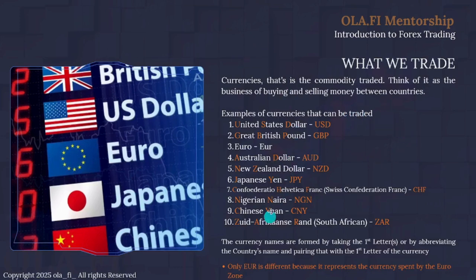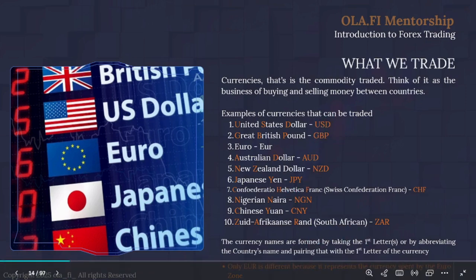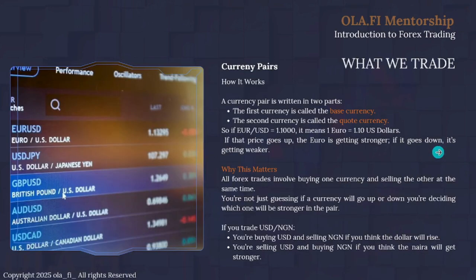Again, there are so many of them. Check all the currencies of the world. Check as many as you can, and just see how their names are abbreviated, and you will see some similarities there. And yeah, this brings us to the end of currency pairs.